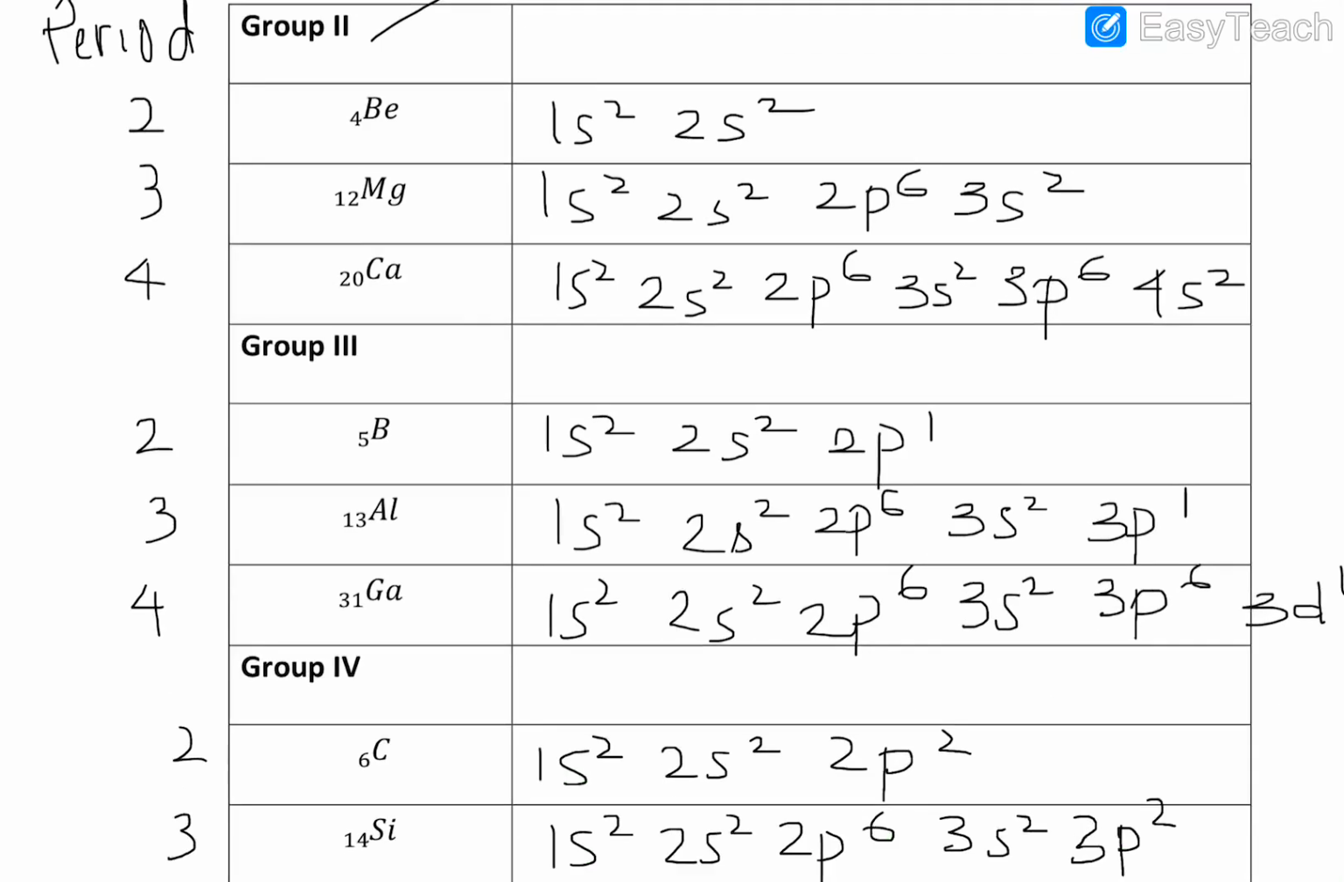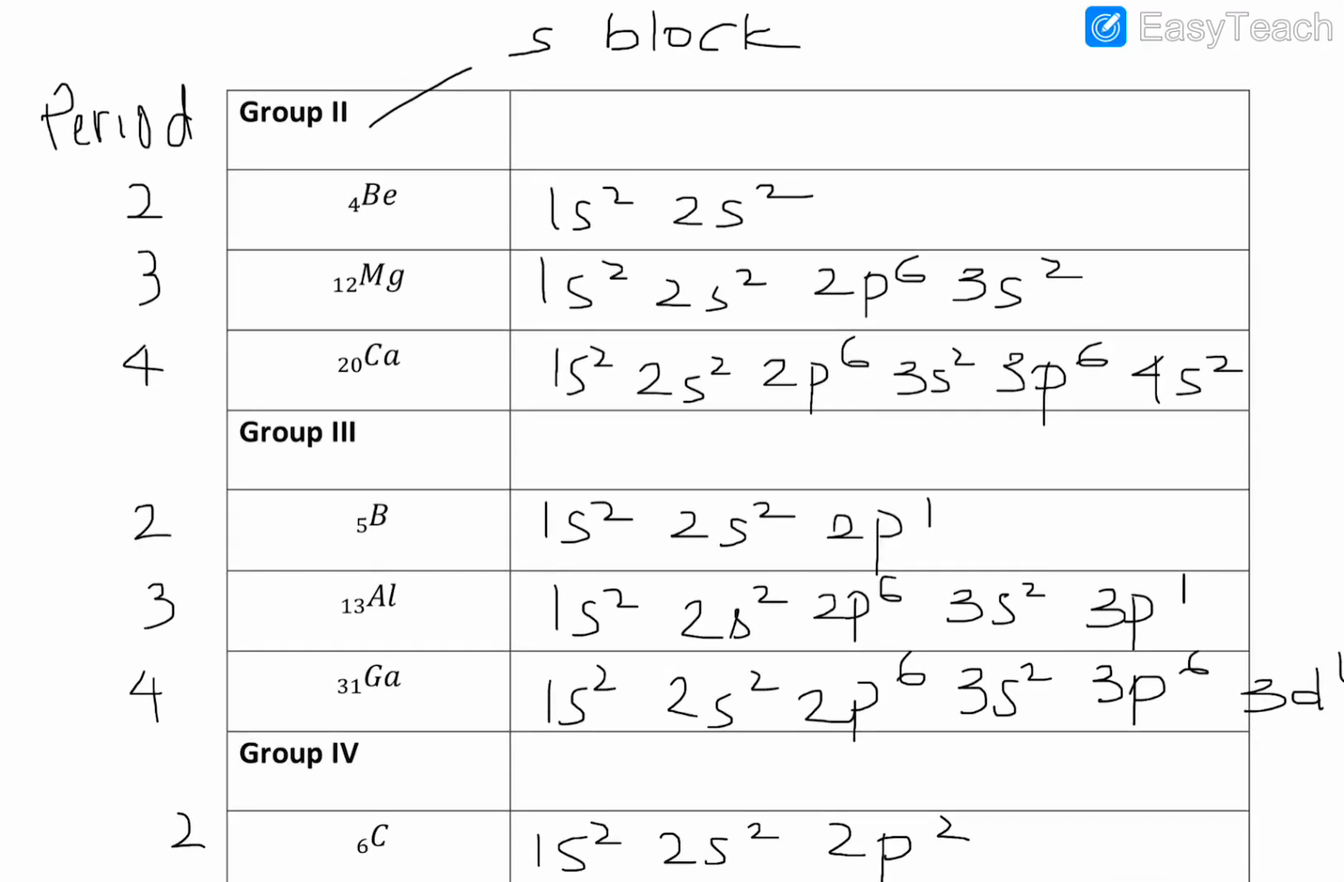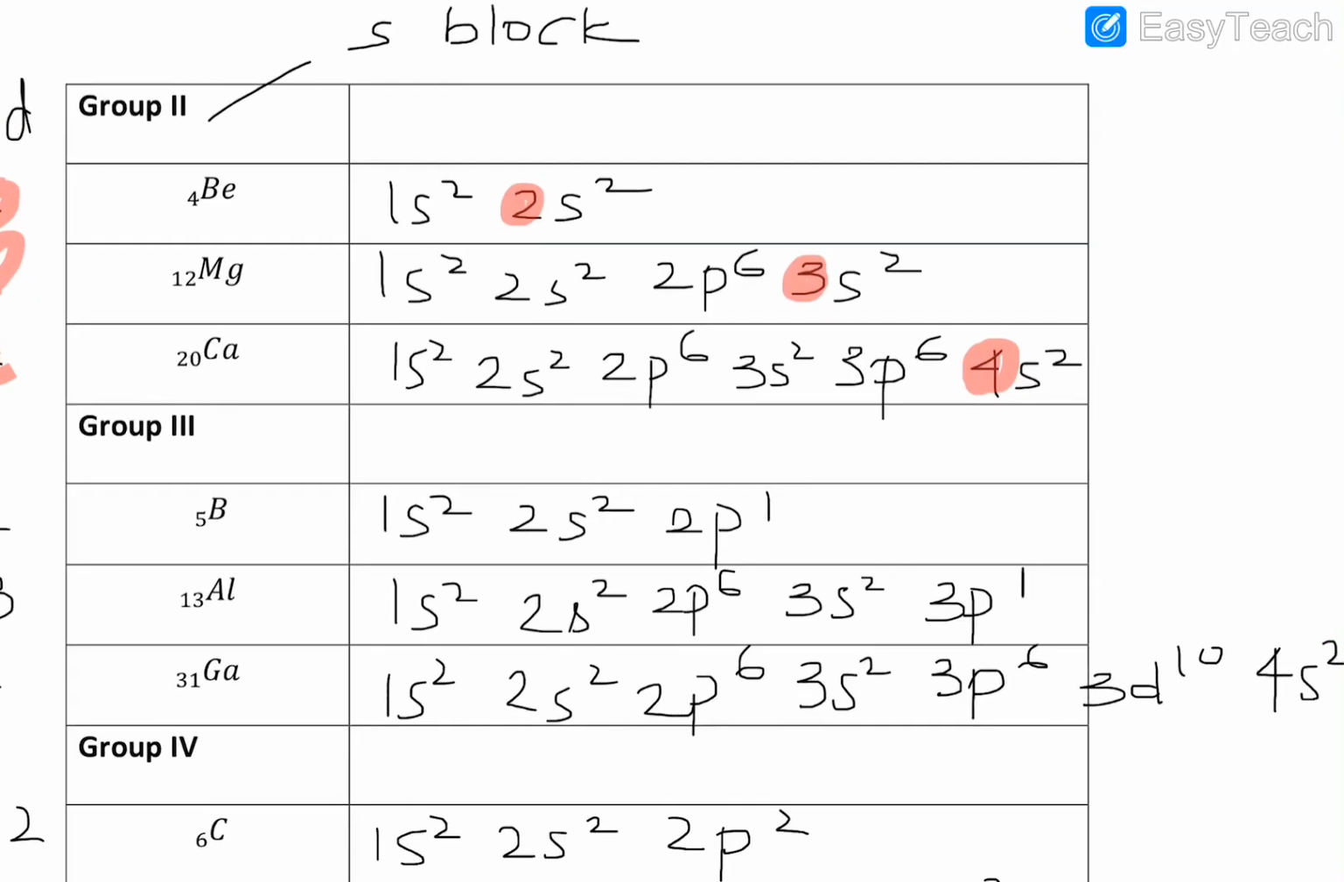If you look at this, period 2, we're filling in the second energy level. Period 3, third energy level. Period 4, fourth energy level. This is found in group 2, so the outermost electrons we have are 2.